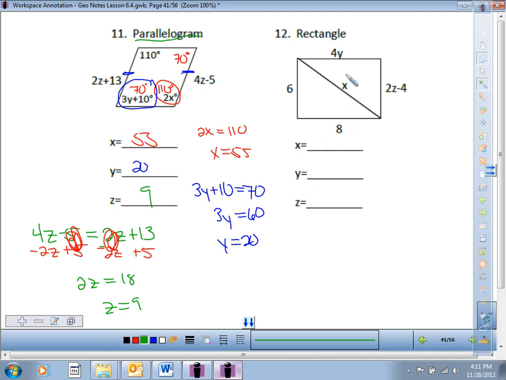Now on 12 we can do this real quick. We know that that's 8. There's your equation. y is 2. If this is 6, this side over here is 6, those are equal. So add 4, 10, divided by 2, 5, so z is 5.